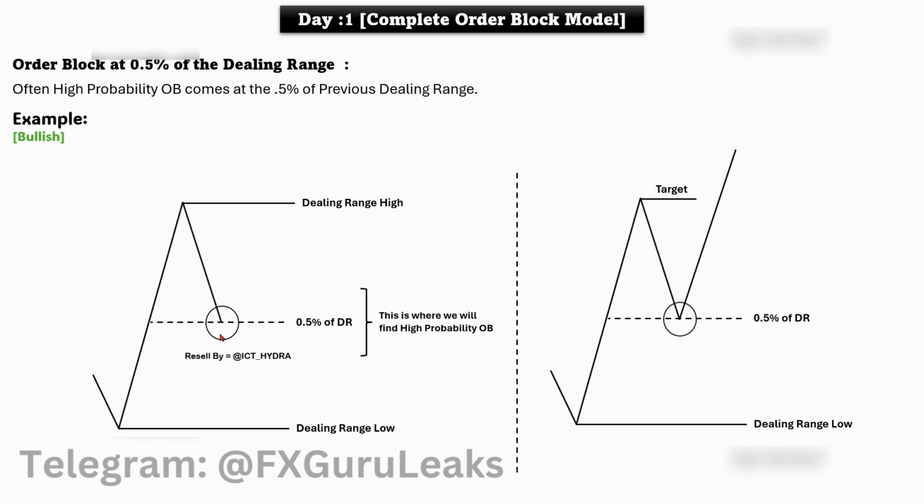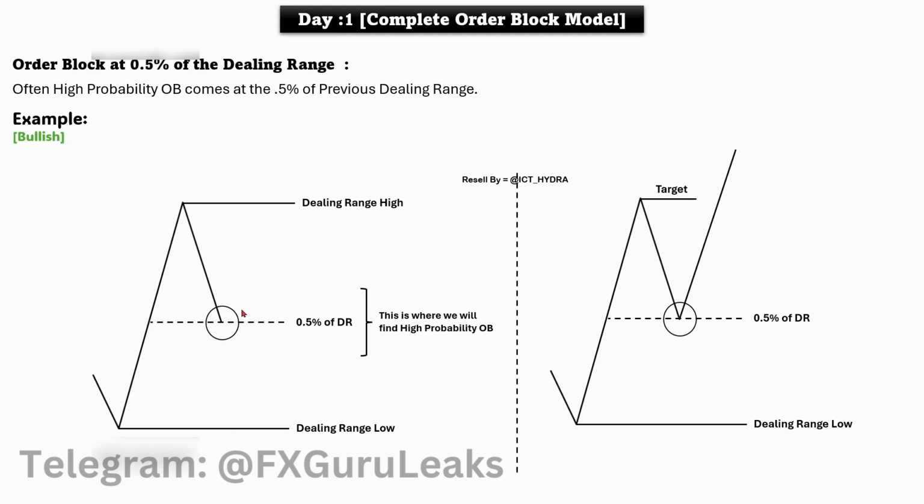Now we have a retracement, right? We are reaching for the discount of the PD area, and this is where we will find our high probability order block, coming at the previous dealing range's 0.5%. That means at the discount if you are looking for a long, at the premium if you are looking for a short. So in this example I'm showing you longs. Our high probability order block will be forming at the 0.5% of the DR, this dealing range.